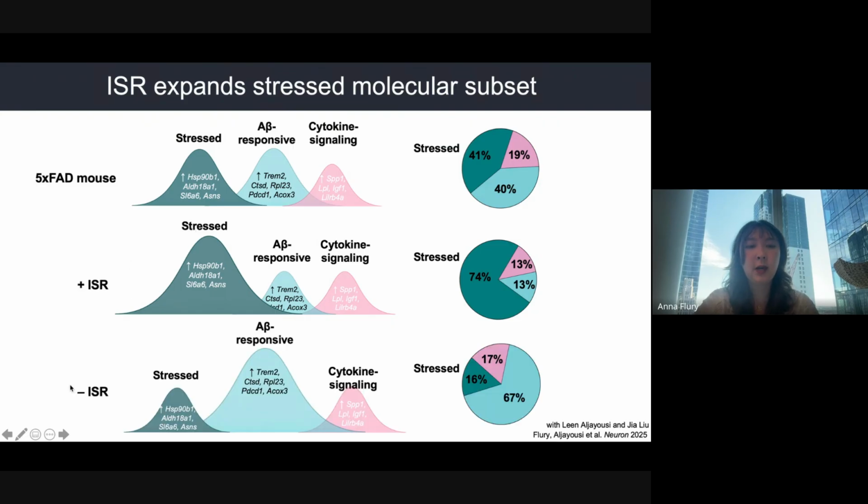And conversely, if we inhibit ISR, we get less of the stress microglia, and we actually get more of the A-beta responsive microglia. So here we hypothesized that this A-beta responsive subset might actually represent a protective subset that we're getting more of when we inhibit microglial stress.